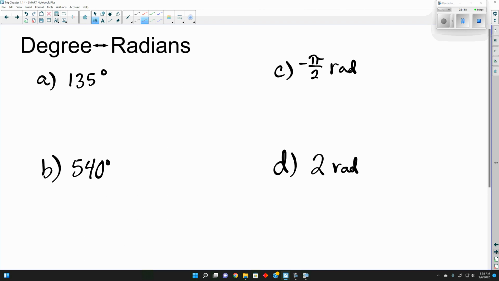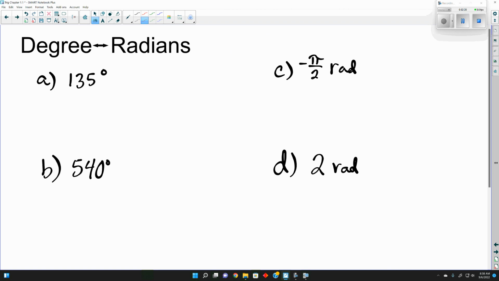Radians to degrees or degrees to radians. 180 is equal to pi. 180 and pi are the same. 2 pi and 360 are the same. So if we want to revert from degrees to radians or radians to degrees, we're going to use this here.